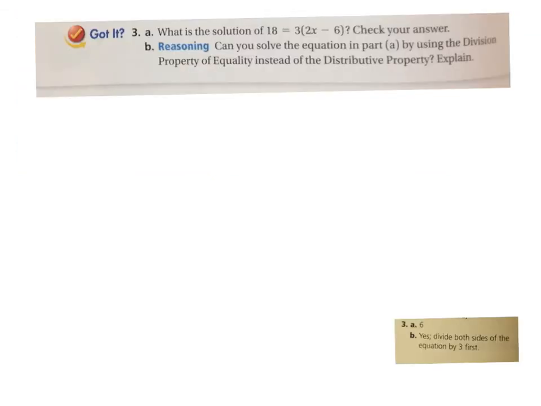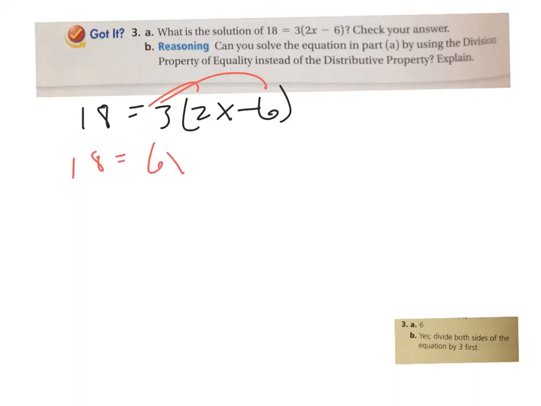Alrighty, now this one, it's going to look a lot like the last one. We'll start out with that distributive property after we make sure that we write it down correctly. So 18 equals 3 times the quantity 2x minus 6. Going to use our distributive property and distribute that 3 here. So 18 equals 6x minus 18. There are no like terms to combine, so we're going to add that 18 to both sides. And we know that, oops, that's an 8, I promise. We have 6x equals 36.